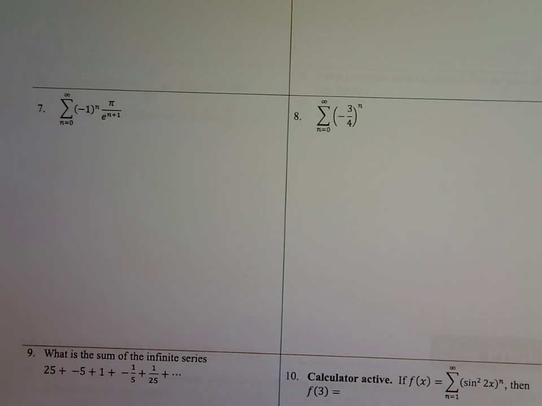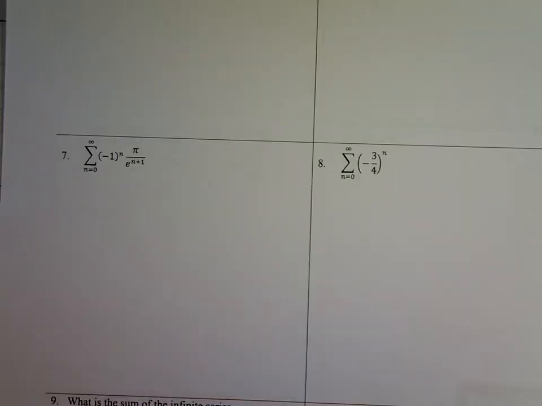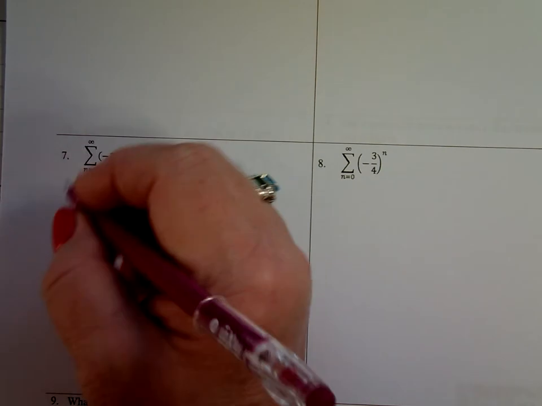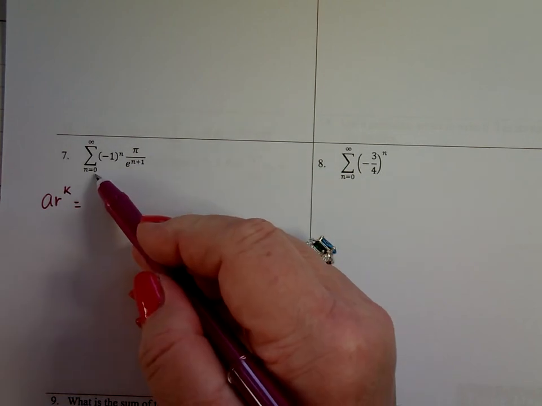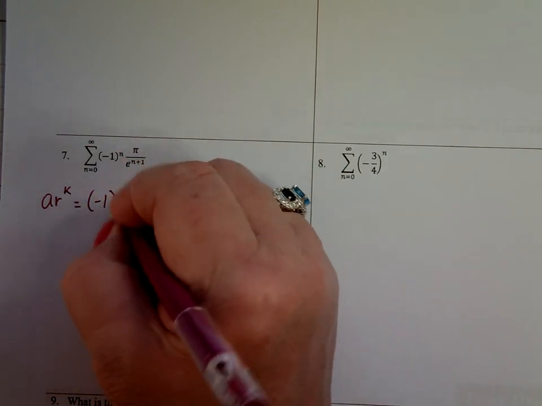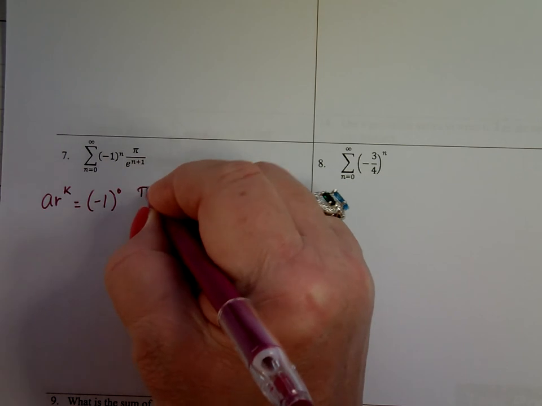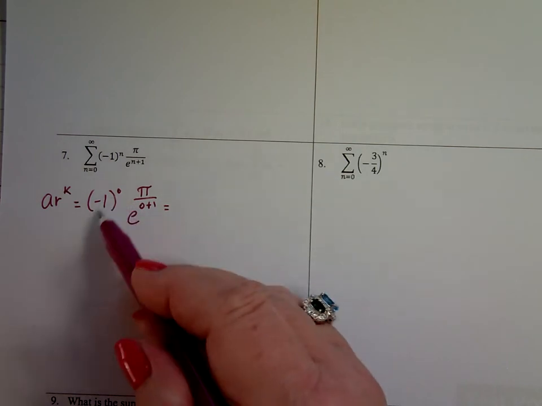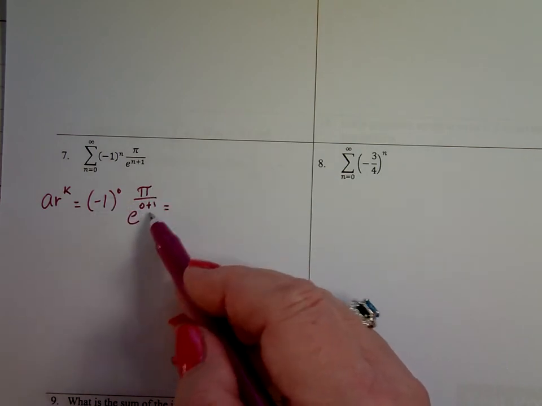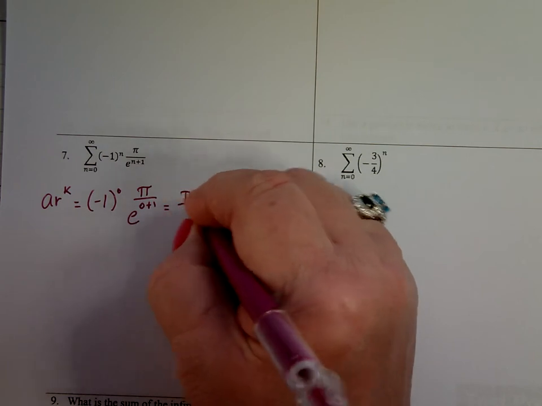For 7, I have to divide this guy up. It's going to take a bit for me to get to where I need to be, especially to figure out what the r is. So let me do the ar to the k first. First term. Well, k is 0, n is 0, so it's going to be -1 to the 0, and then I'm multiplying that by pi over e to the 0 plus 1. Well, this is 1. This is 1 for e to the first, so that my answer comes out to be pi over e again for my value for the first term.